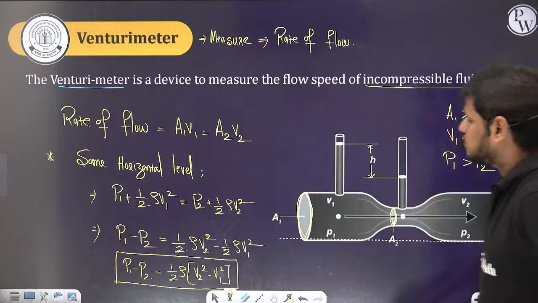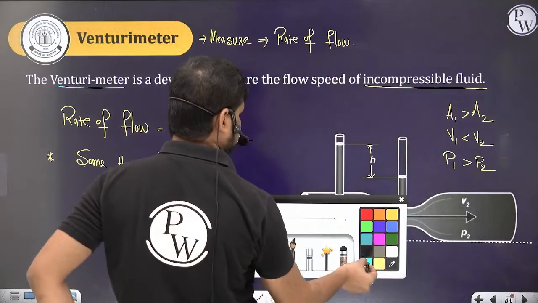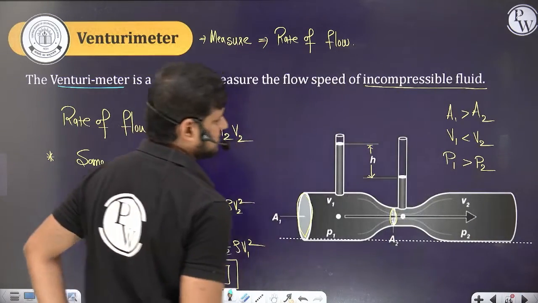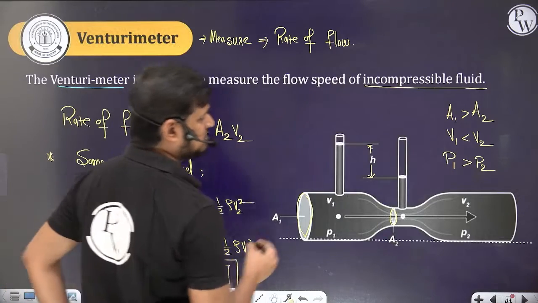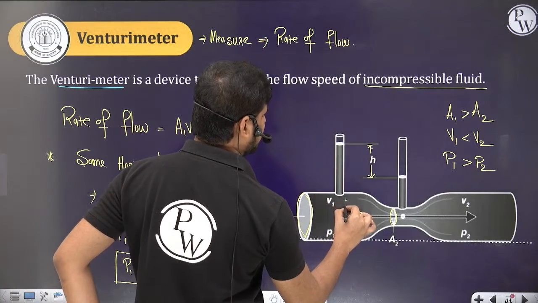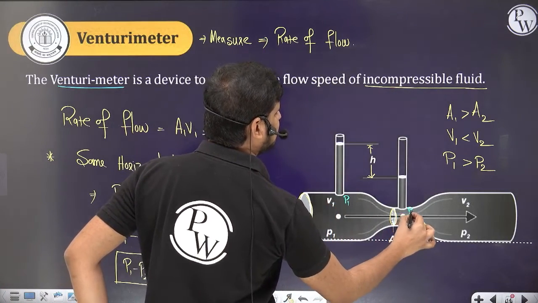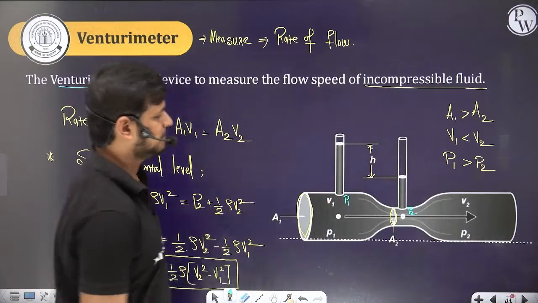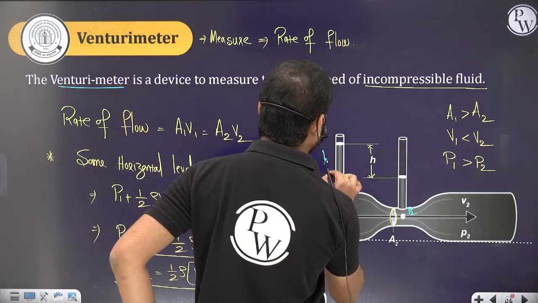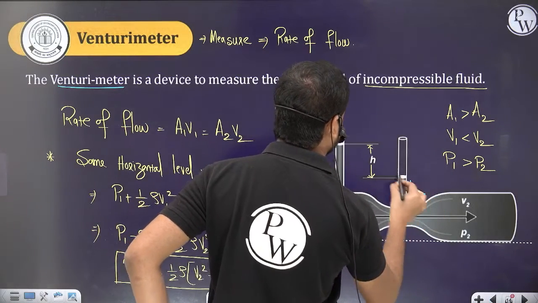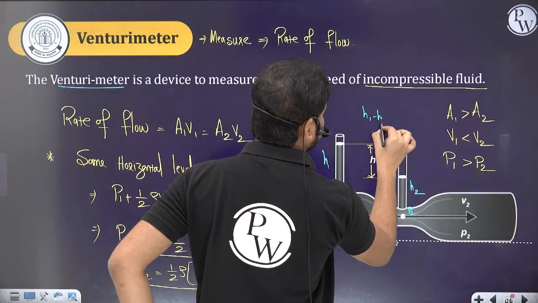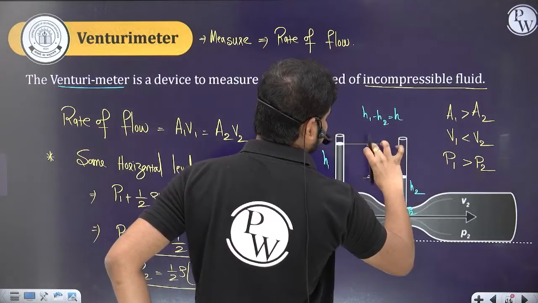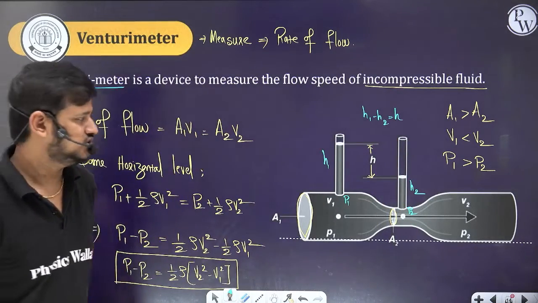And one more thing, see. Let me do one thing. Here the pressure, let it be P1. Here the pressure, let it be P2. So how do you find the pressure P1 and P2 here? Let this height be H1. Let this height be H2. So here H1 minus H2 is equal to the height H.